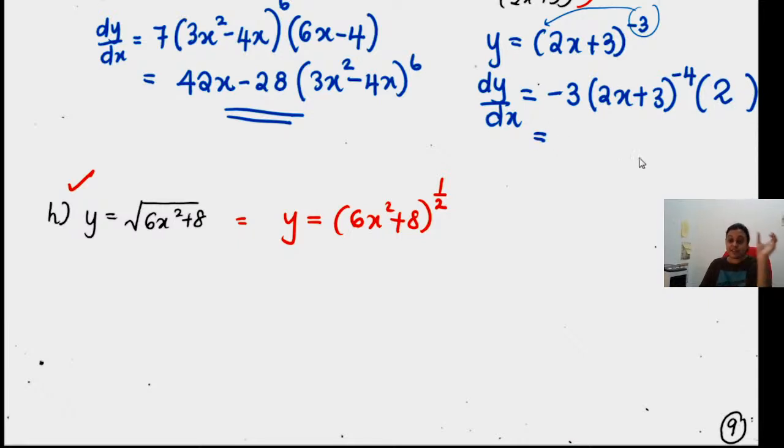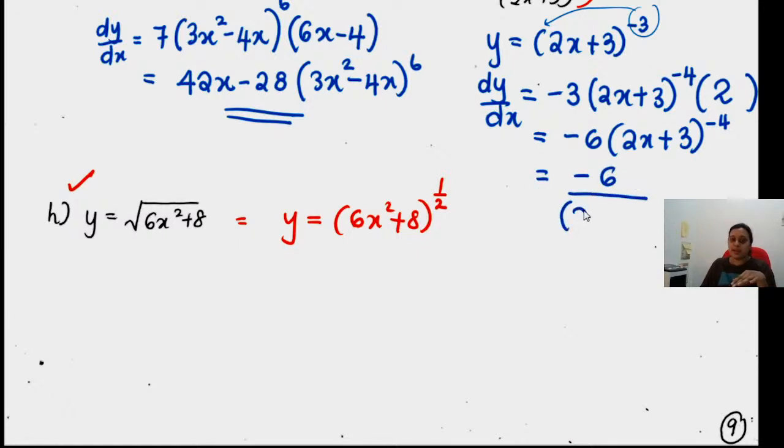Then take the front number times the back one. So you get negative 6, 2x plus 3 power of negative 4. Usually you don't leave your answer with a negative power, so what you do is bring it down back. So 2x plus 3 power of 4. So this is the dy dx. This should be your answer for G. Okay, H, the final one.